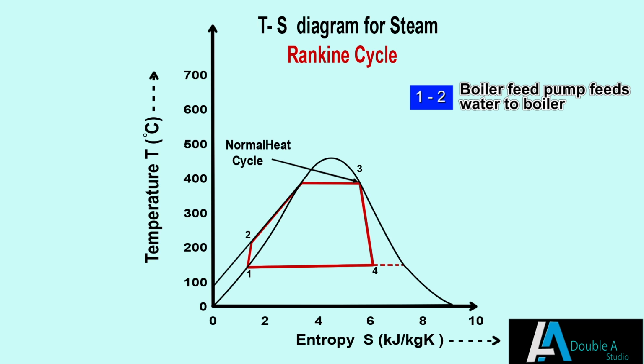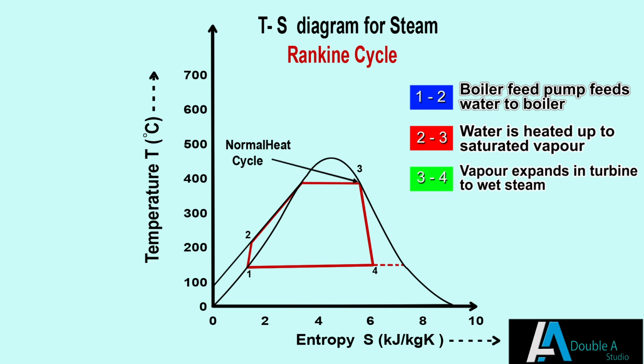Process 1 to 2. Boiler feed pump feeds water to boiler from low pressure to high pressure. Process 2 to 3. The high pressure water enters the boiler and is heated to become saturated vapor. Process 2 to 3 is constant pressure heat addition in boiler. Process 3 to 4. The dry saturated vapor expands in turbine, due to which temperature and pressure of vapor drops. Point 4 shows that dry steam converts into wet steam. This process takes place in turbine.